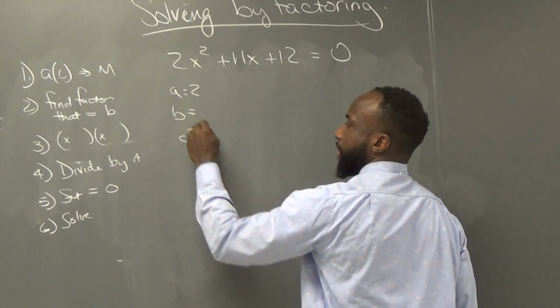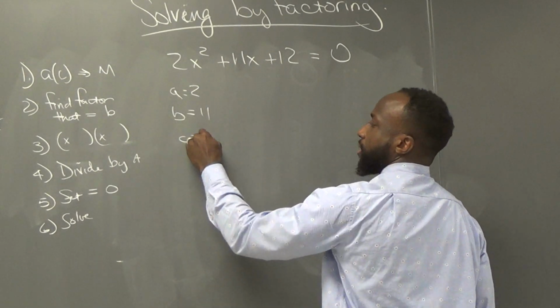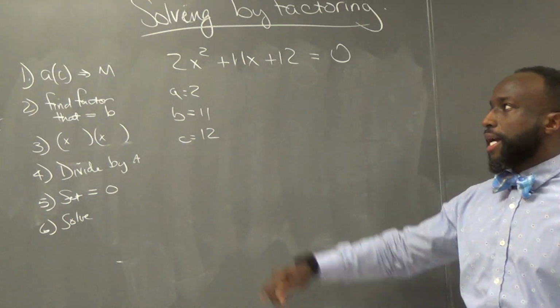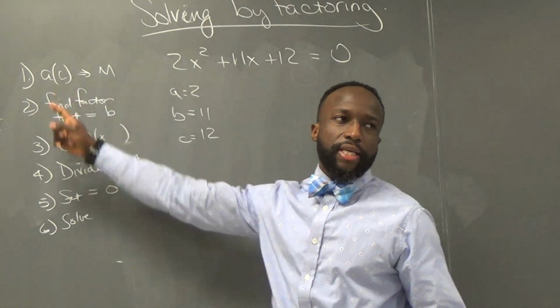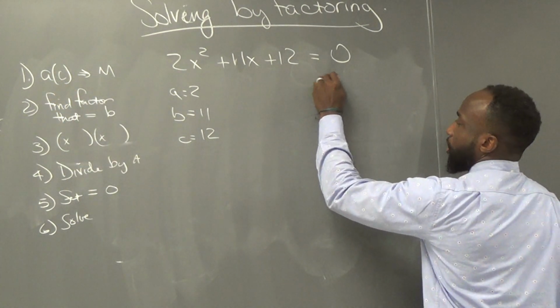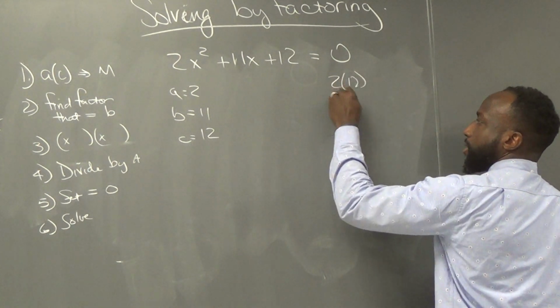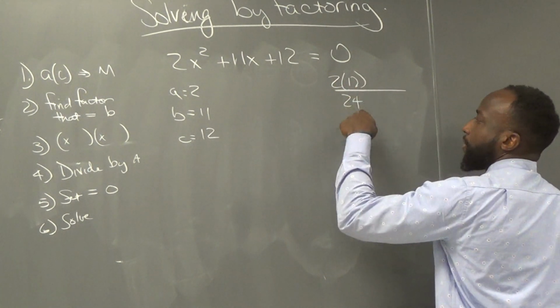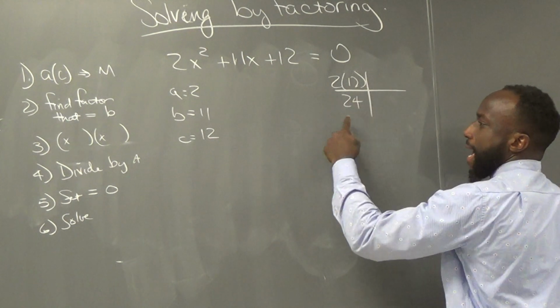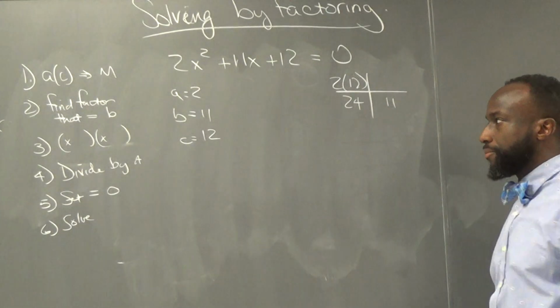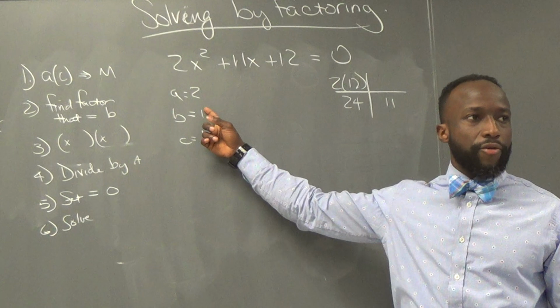True. A is 2, B is 11, and C is 12. All right. Step 1, find A times C. So A times C is going to be 2 times 12, which is 24. So we're going to have to find the factors of 24 that add to be 11, B. Everybody good so far?